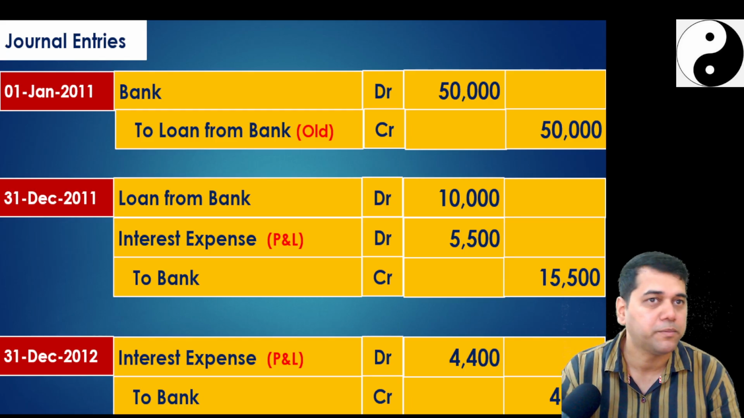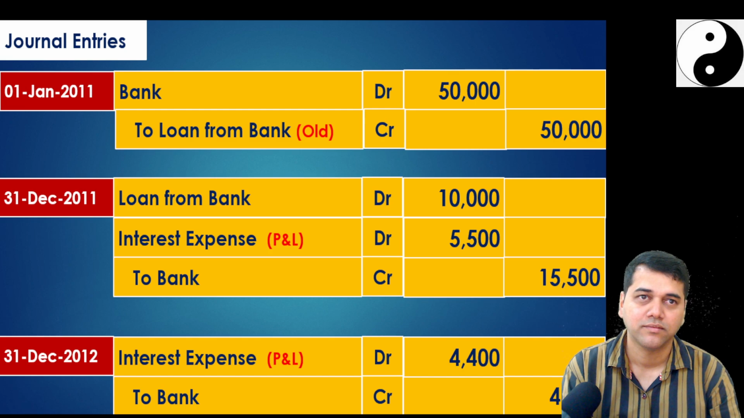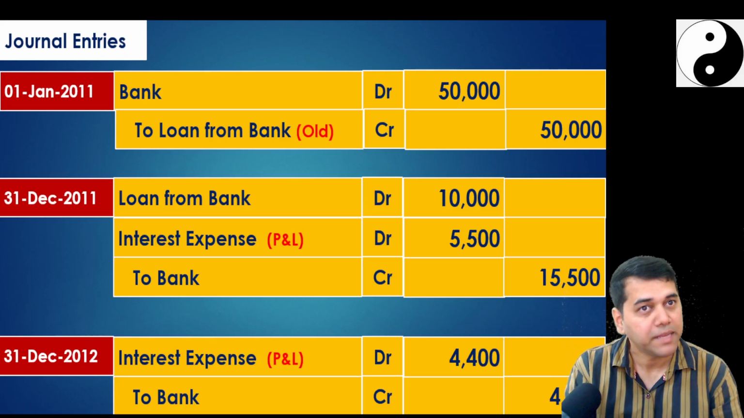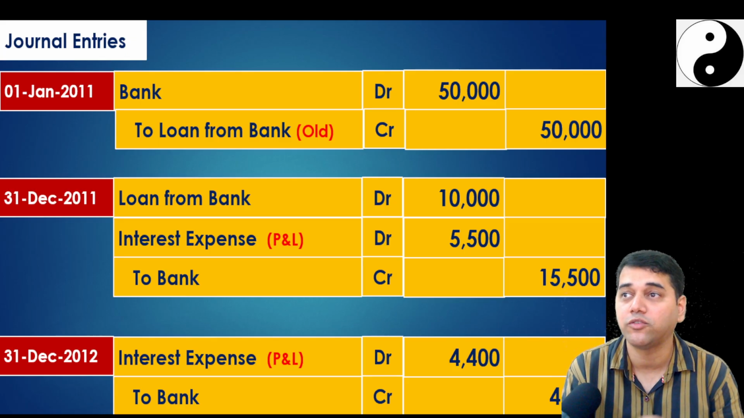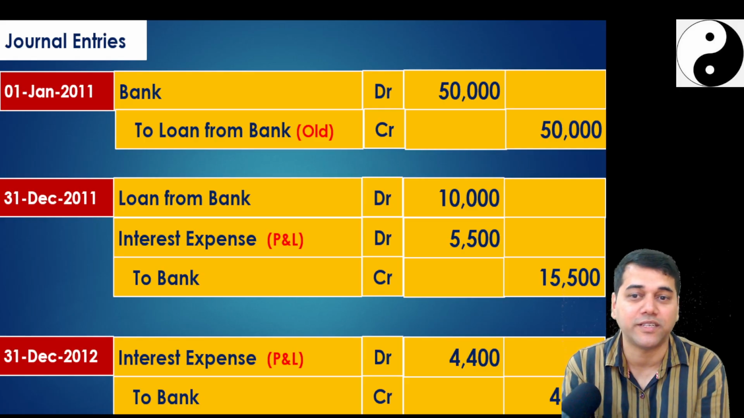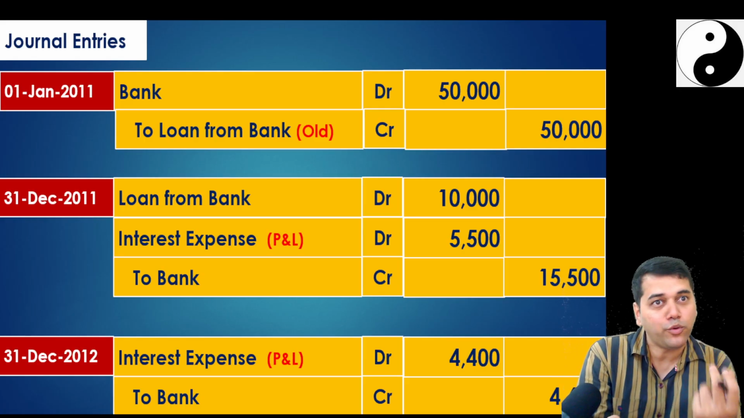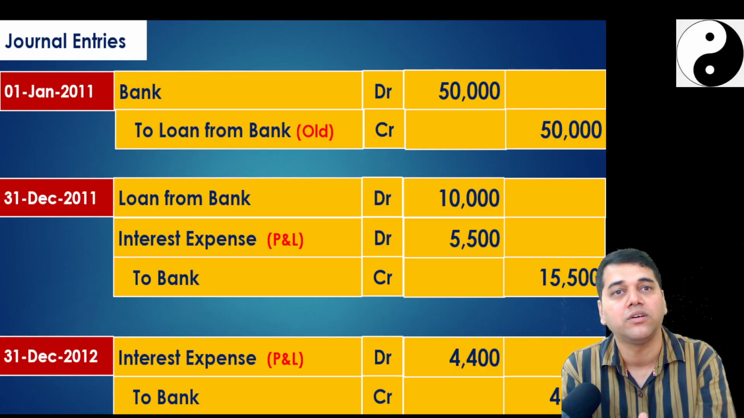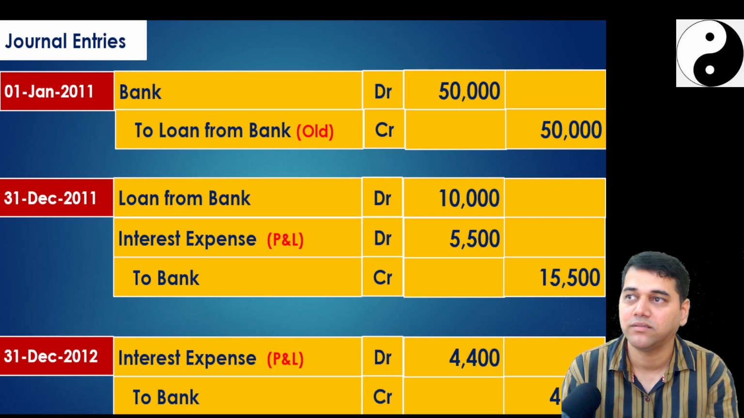Now I need to pass subsequent entries. But can I pass the subsequent entries? It depends on what? It depends on the substantial test. Because unless I do the substantial test, I don't know whether the new entry adjustment should be recognized as a new loan or an adjustment to the existing one.